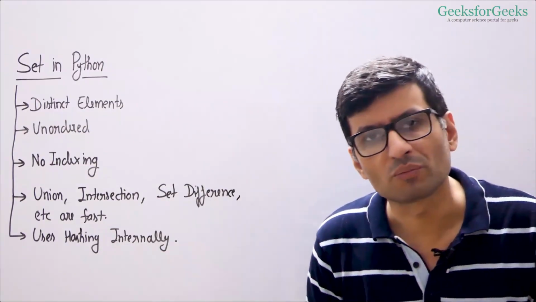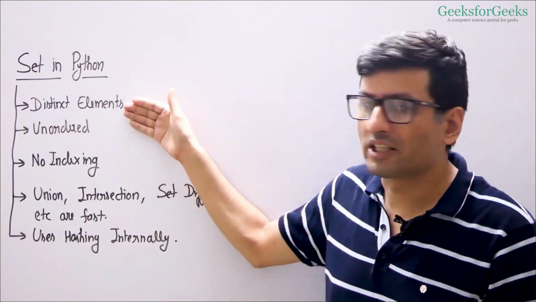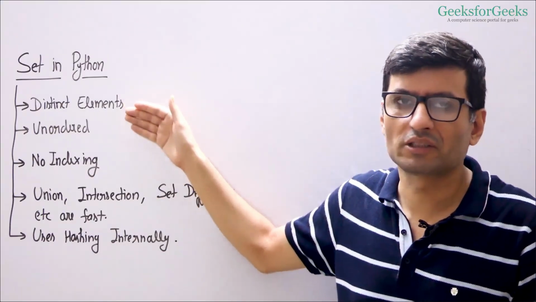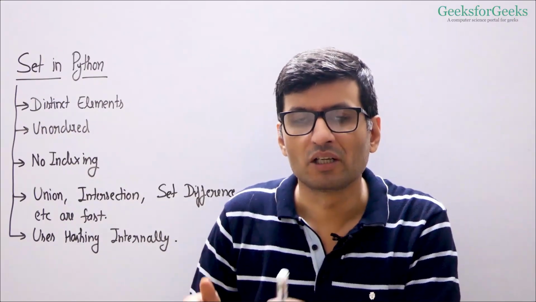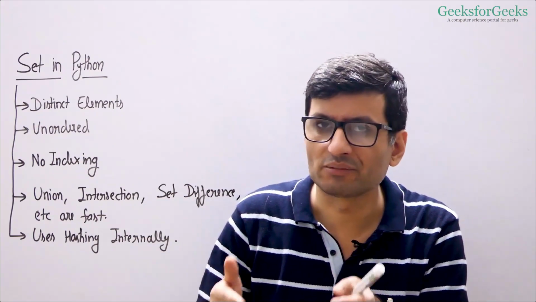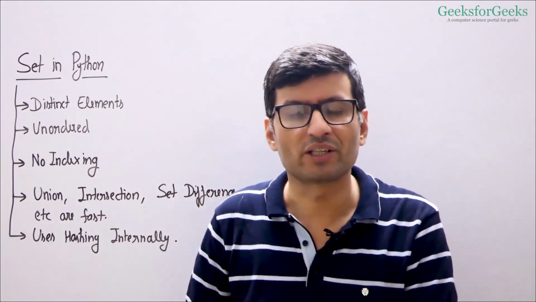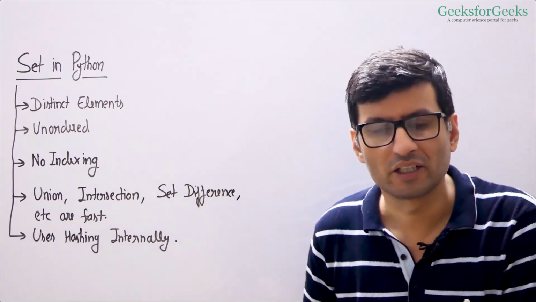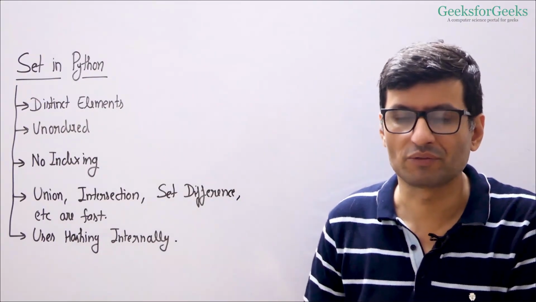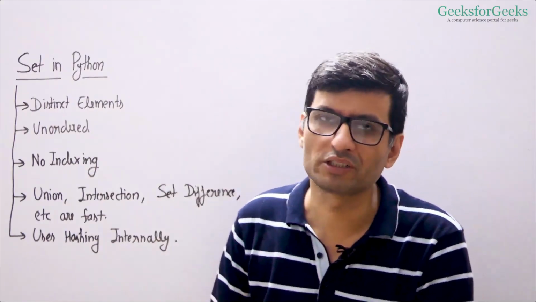The differences from list are, first, set contains only distinct items, which means no two items in a set can be the same. If you have a set which has items 10, 20, 30, and you try to insert any of these items again, it would not insert that. It will only keep distinct items. If you try to insert 40, that would be inserted.